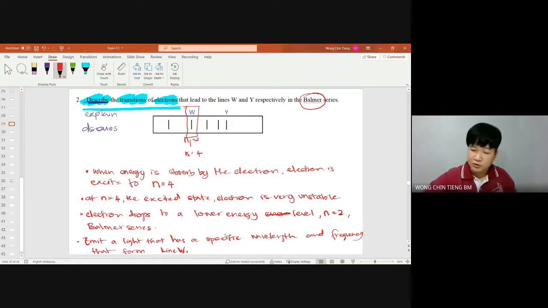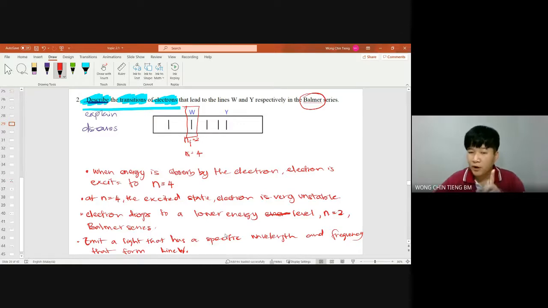Your answer should not be just one sentence. Your sentence is not wrong. Whatever Norwich said just now, Norwich will get 1 mark. But when we say describe the transition of electron that led to line W, Y or whatsoever line, there are follow-up questions. When you say the electron drops from n equals 4 to n equals 2, the question is why the electron will drop. Why would the electron drop? Because the electron moved up first.